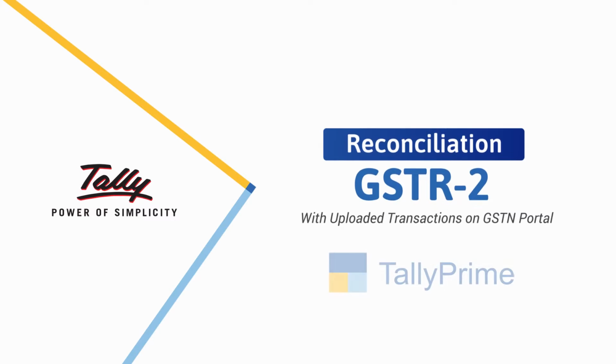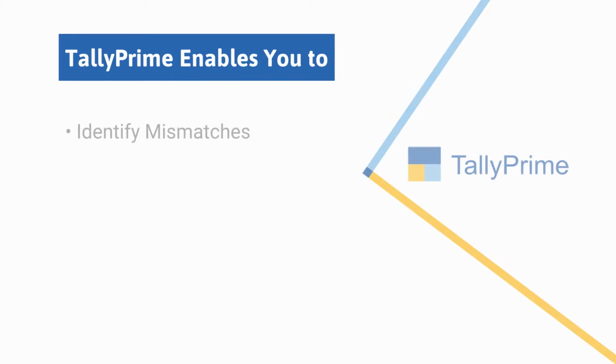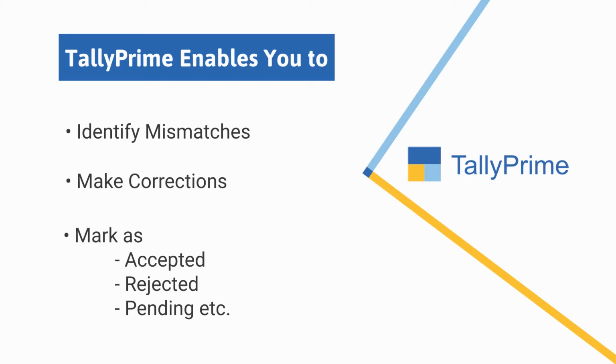Welcome! In this video, we will look at the process of GSTR-2 reconciliation using tally.erp Release A. tally.erp provides a simple mechanism to reconcile your GSTR-2 transactions with the transactions uploaded on GSTN Portal. It identifies mismatches and enables corrections in your books. After cross-checking with the data imported from GSTR-2A, you can mark the status as accepted, rejected, pending, modified, and so on.